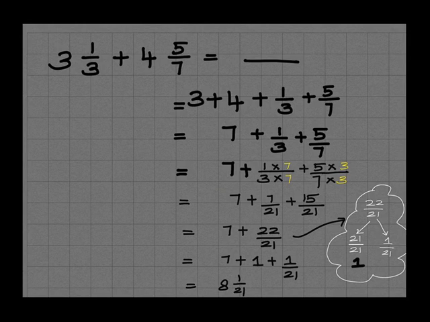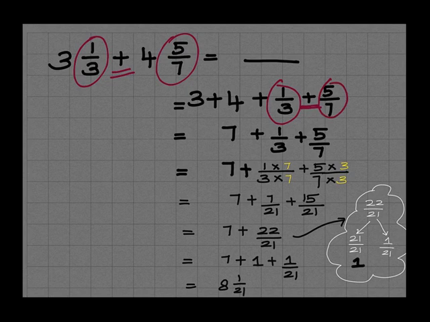Okay, this is another problem. 3 1 by 3 plus 4 5 by 7 equals what? First step, let's add all the whole numbers together. So 3 plus 4, we get 7. And after adding all the whole numbers, just write the fractions as such, 1 by 3 and 5 by 7. So 1 by 3 plus, copy the plus sign in the question, so it's an addition, so plus 5 by 7.